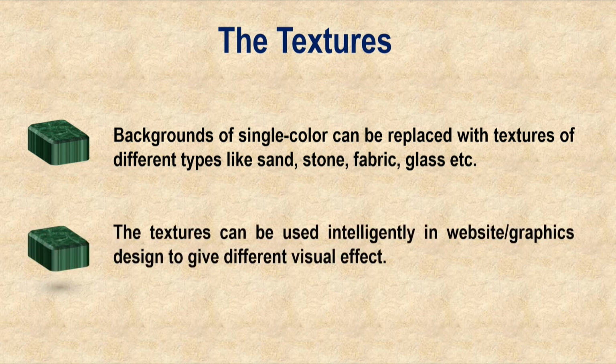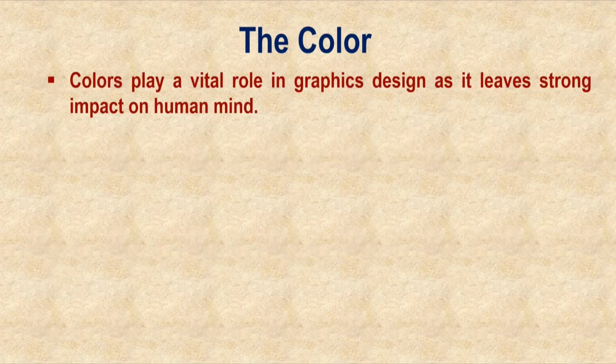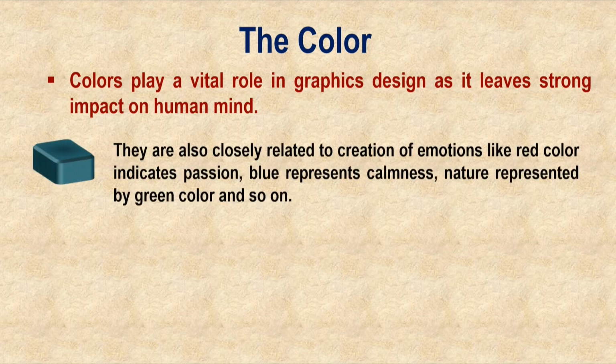But textures need to be used intelligently in website or graphics designing so that we can create an effective visual impact. Next one is color. Color play a vital role in graphic design as it leaves strong impact on the human mind. They are also closely related to creation of emotions. Say for example, red color indicates passion, blue represents calmness, and nature is generally represented by green color, and so on. We can make use of other colors also in order to convey a specific emotion.